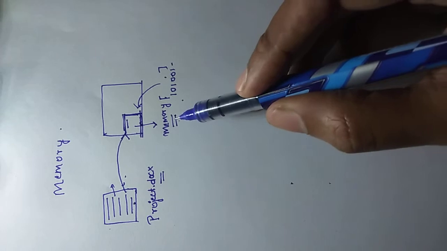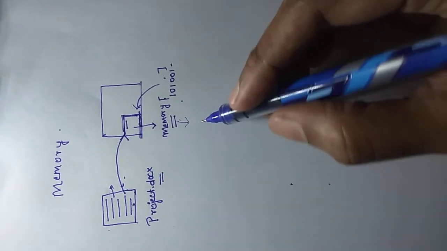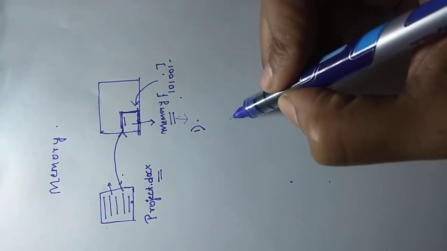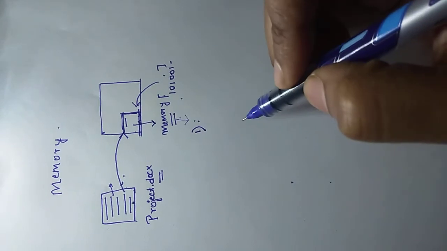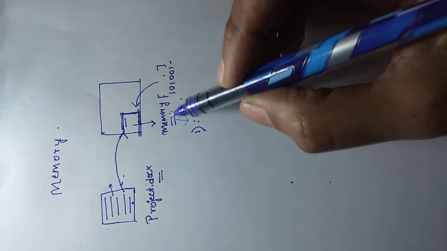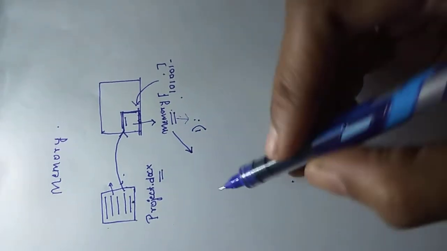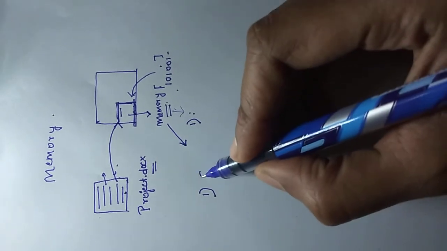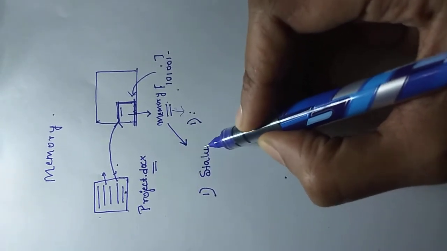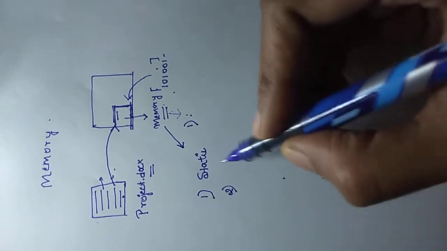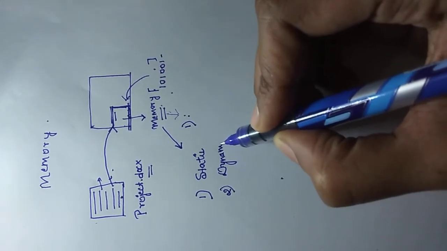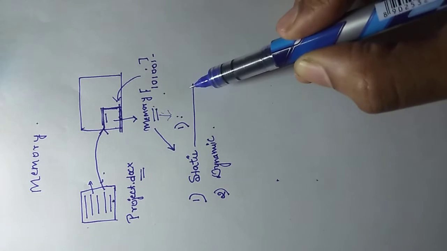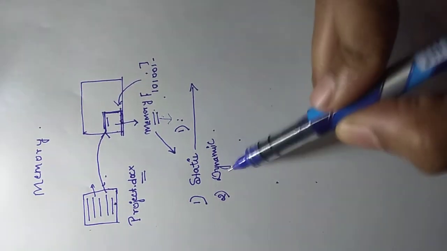Now we'll see what this memory is and how it stores the data. What is the mechanism? Before studying that, we'll see the different types of memory. There are two types of memory. One is static memory. The second one is dynamic memory. First we'll see what static memory is, then we'll go to dynamic memory.